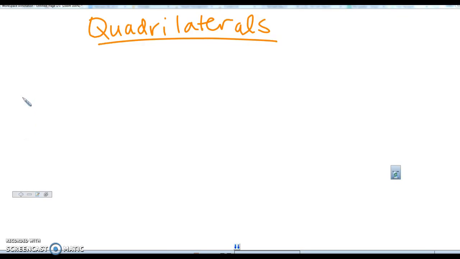Okay, we're going to be talking about quadrilaterals. This is going to be a lot of definitions, so be prepared to write and draw some examples. The first one we're talking about is a parallelogram.